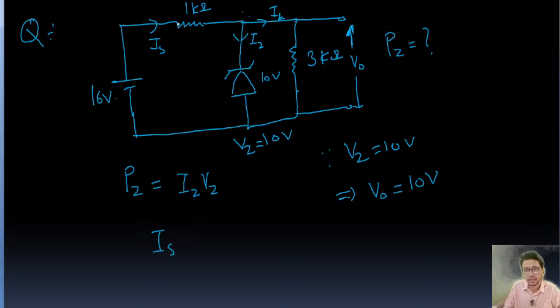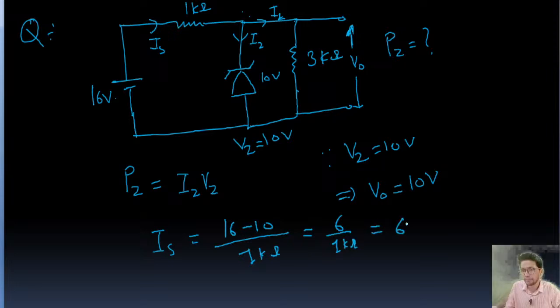Now we need to find the current. Current I is going to be that voltage difference upon R, right? This we know. So current IS is going to be the voltage difference, means 16 minus 10 upon 1 kilo ohm, right? So this value is going to be 6 upon 1 kilo ohm, and that means 6 milliampere. Okay, so we have got IS, the current in this part. Now we'll find this one, IL. IL is going to be very simple.